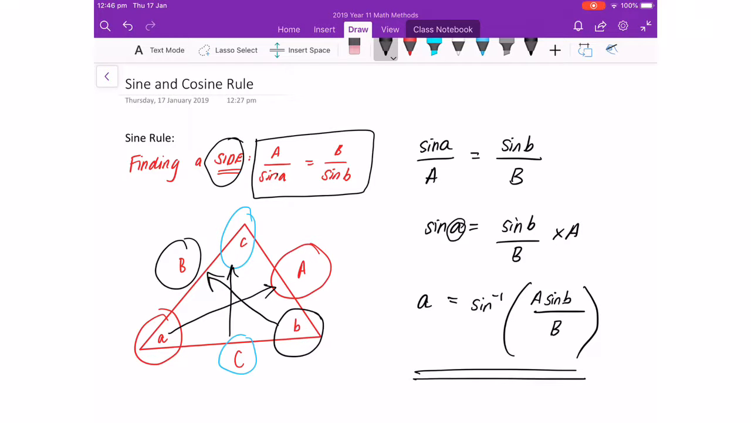All right, so this is just a quick video. I just wanted to show you the formulas a little bit more and go a bit more in depth. Check out the next video for the cosine rule.